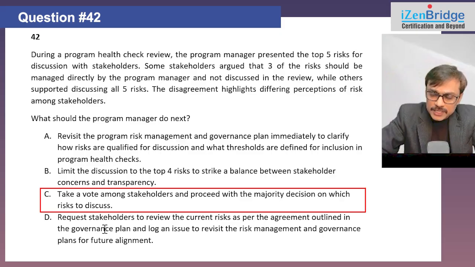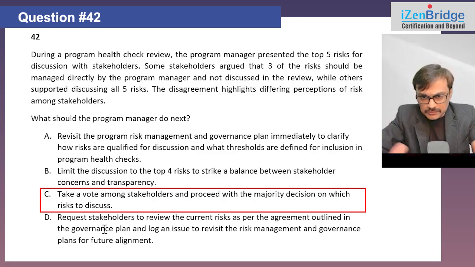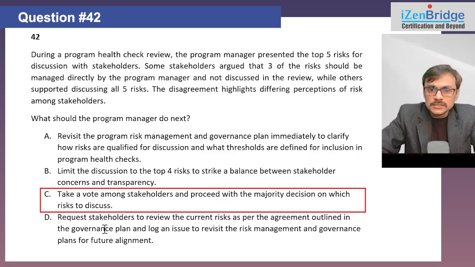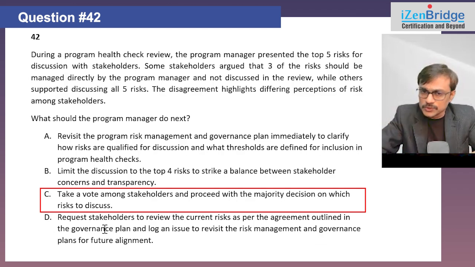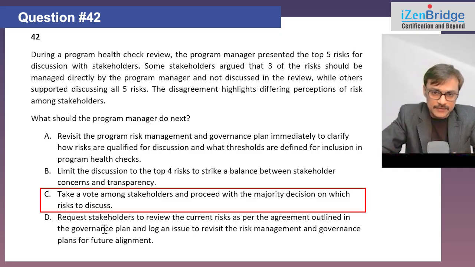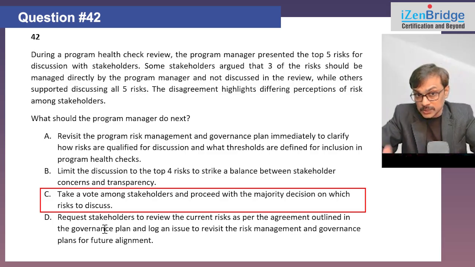Option C, take a vote among stakeholders and proceed with the majority decision on which risk to be discussed. So it is, again, not the right thing to do. It's a little better than a direct compromise. You are choosing 4 out of 5. But we can have a consensus or a brainstorming to look into our risk management plan, to define the risk thresholds and the governance plan, to understand what kind of things need to be brought into which governance events. But voting directly in the health check meeting is a little odd. So B and C I can easily ignore. A is a good candidate option.